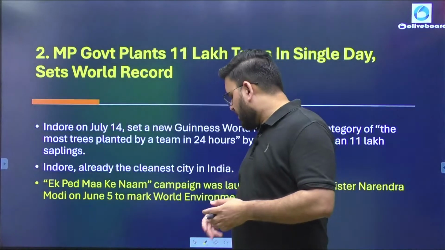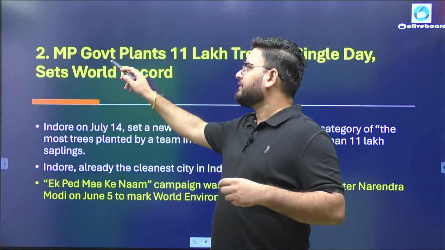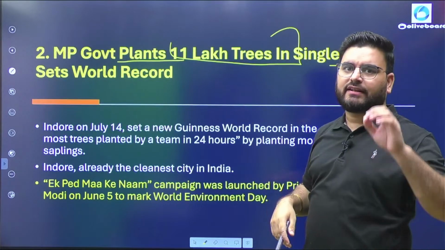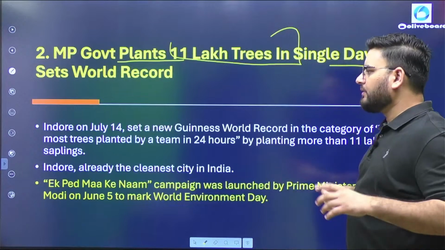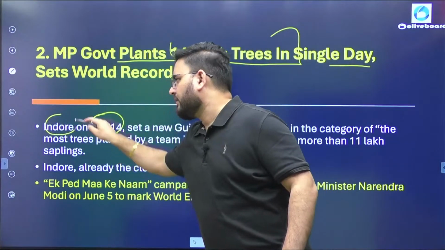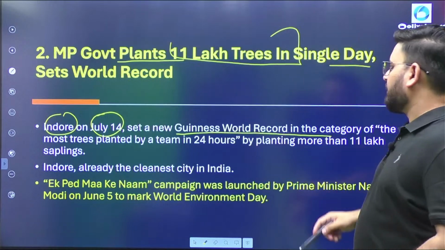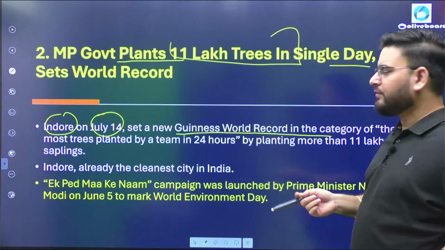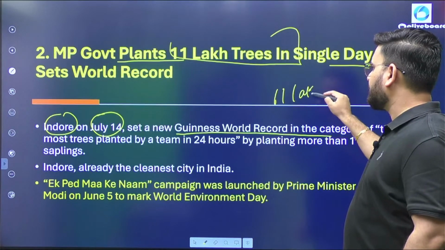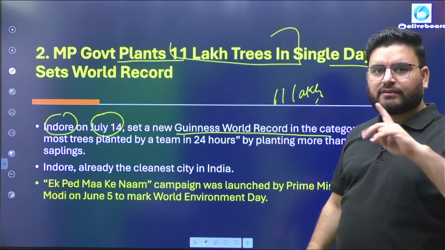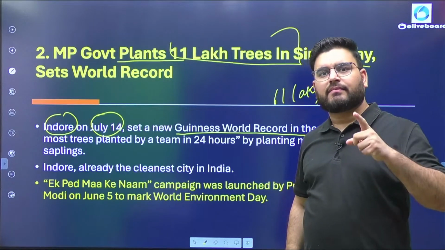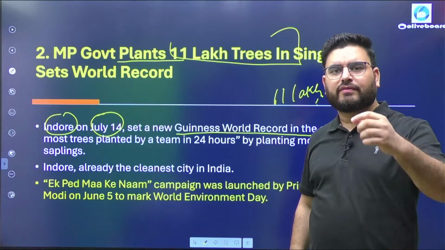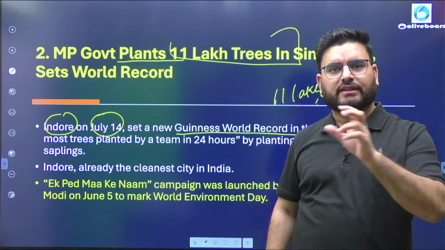Okay. Now moving on to the next news. Again, the news of Madhya Pradesh. Madhya Pradesh government plants 11 lakh trees in a single day, and this sets a Guinness World Record. Okay. So on 14th July in Indore, a new Guinness World Record was established. What happened was in 24 hours, 11 lakh tree saplings were planted. Right. So remember which state planted 11 lakh trees in 24 hours and won the Guinness World Record for this.